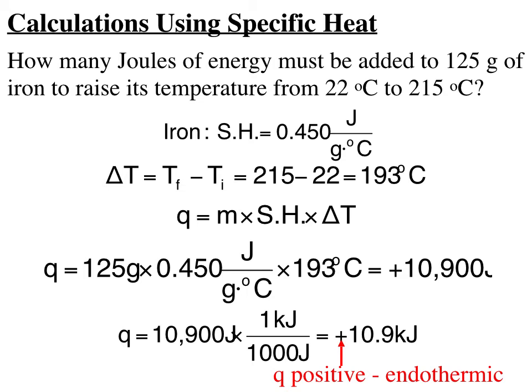Equally important, I find Q is a positive value, meaning I have to input 10.9 kilojoules in an endothermic process to raise the temperature of 125 grams of iron from 22 to 215 degrees C.